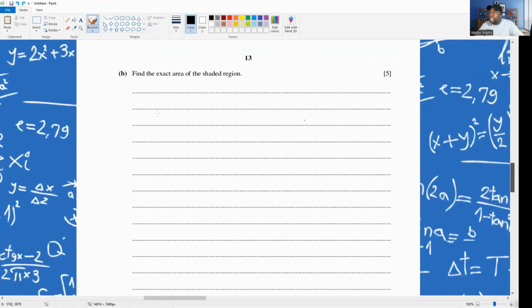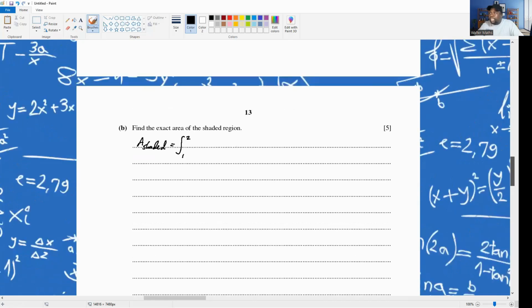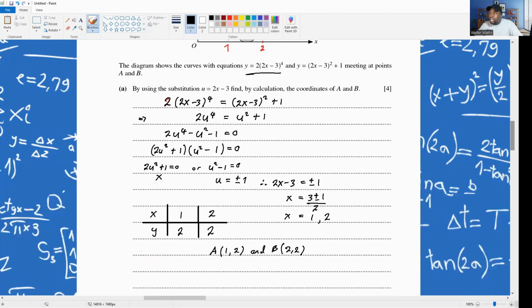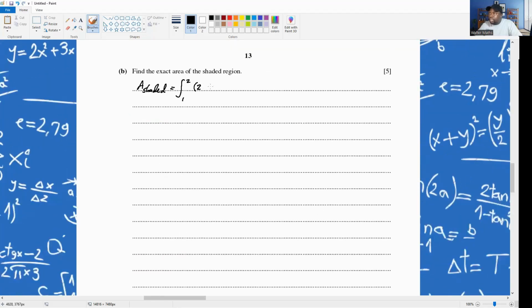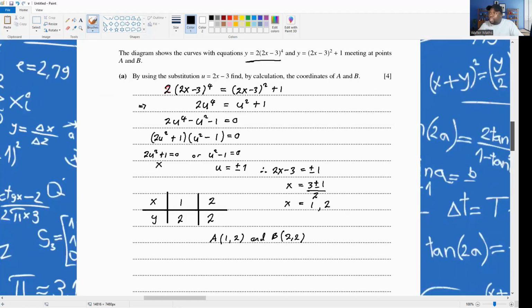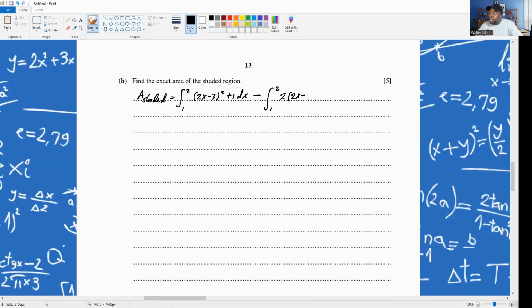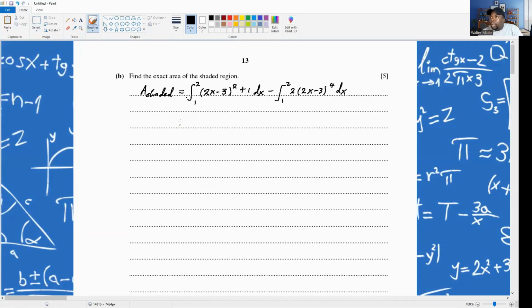for the exact area of the shaded region, I'll say shaded area is equal to, and I'll start with so we're integrating from 1 up to 2, and we're integrating area under the first curve, this curve here, 2x minus 3 squared plus 1, with respect to x, and this minus the integral from 1 to 2 of the other curve. What does it say? The other curve is 2 of 2x minus 3 to the 4. All right, so 2 of 2x minus 3 raised to the 4 with respect to x.